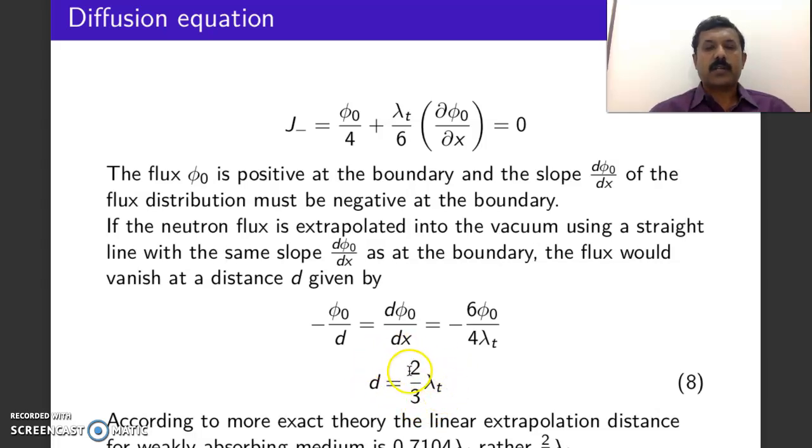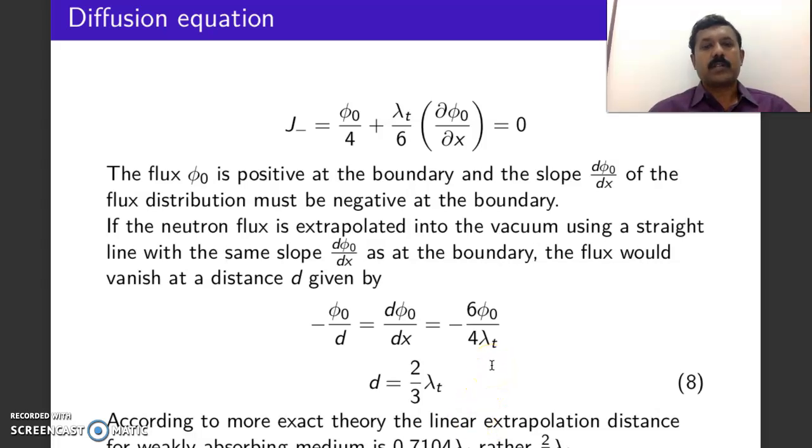This is according to the elementary theory of diffusion. Already I have said the elementary theory that we have discussed is not an exact method, it is an approximate method. But more exact theories give you the value to be equal to 0.7104 times lambda t, rather than 2 by 3 times lambda t.